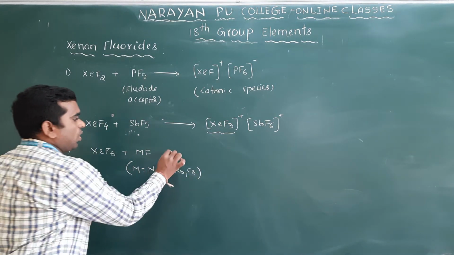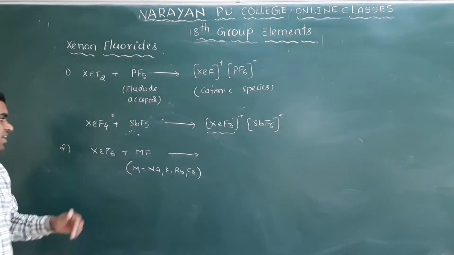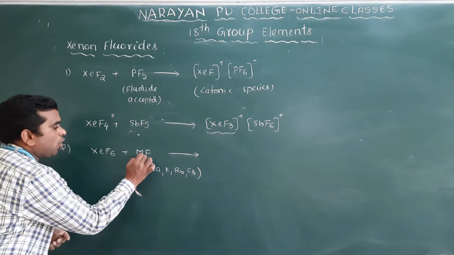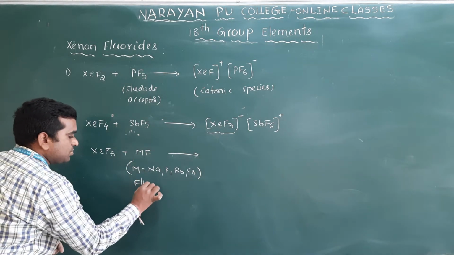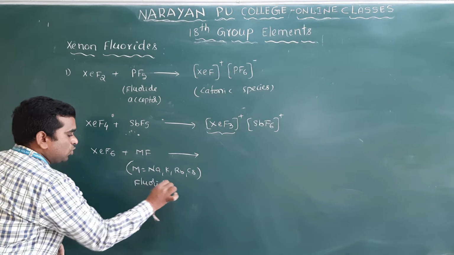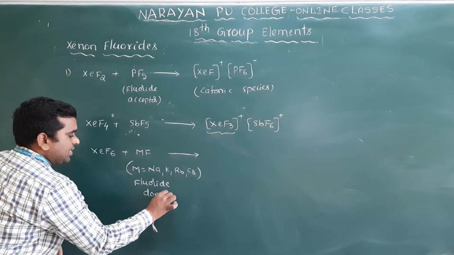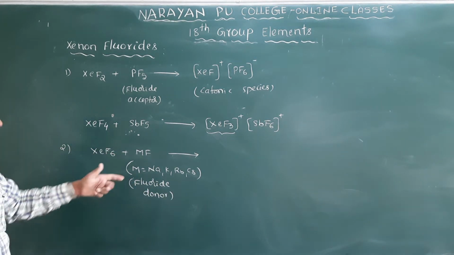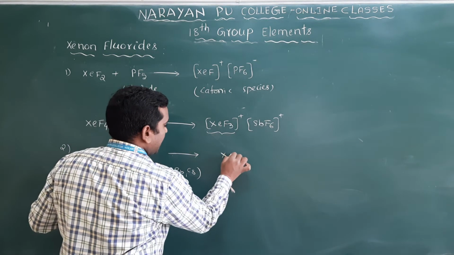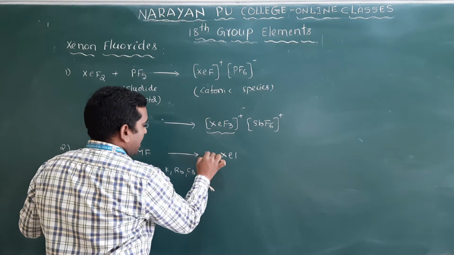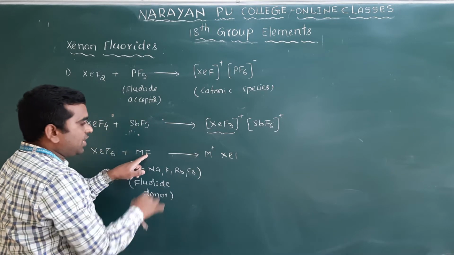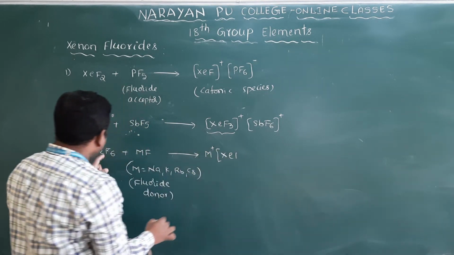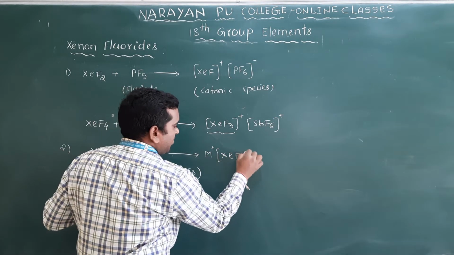Clear? So then what will happen? It is a fluoride donor. The previous one was a fluoride acceptor; now it is a fluoride donor. Then what you will get here is Xe and M plus. It is losing its fluorine, so that's why there is a positive charge. It is gaining fluorine, so that's why XeF7 minus.